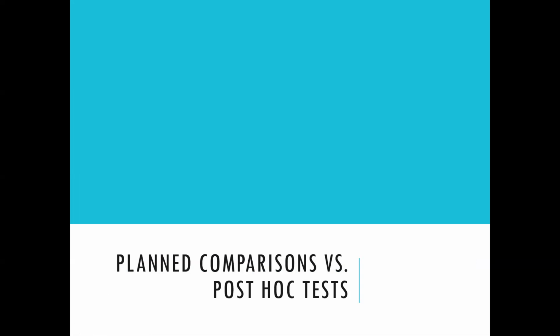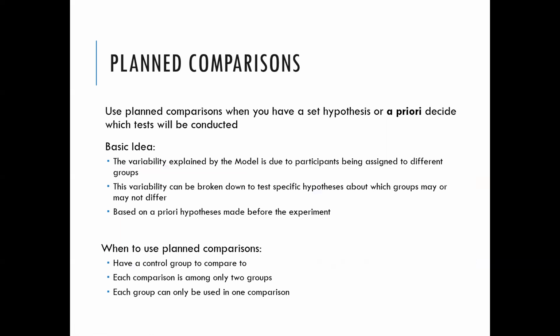Okay, so let's talk about planned comparisons versus post-hoc tests. So we can use planned comparisons when we have a set hypothesis, or a priori we decide which tests will be conducted. So the basic idea is that the variability explained by the model is due to participants being assigned to different groups. And this variability, we can break it down to test specific hypotheses about which groups may or may not differ. And this is based on a priori hypotheses made before the experiment. So basically, we're deciding what comparisons we want to make before we conduct our experiment.